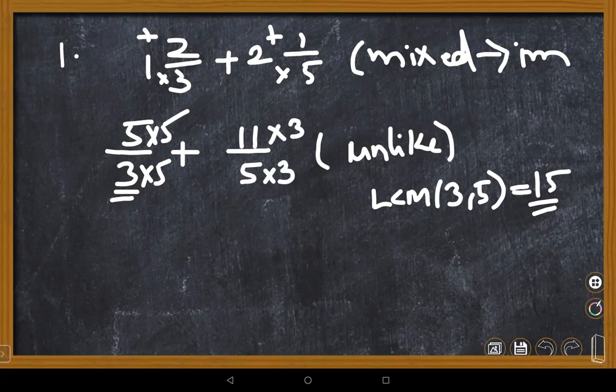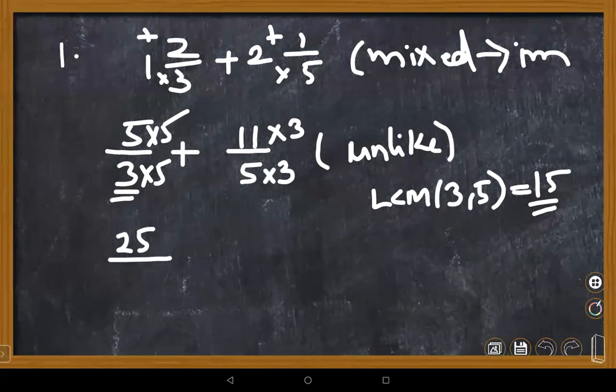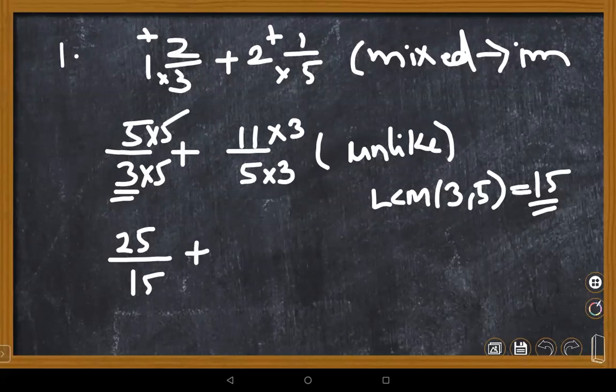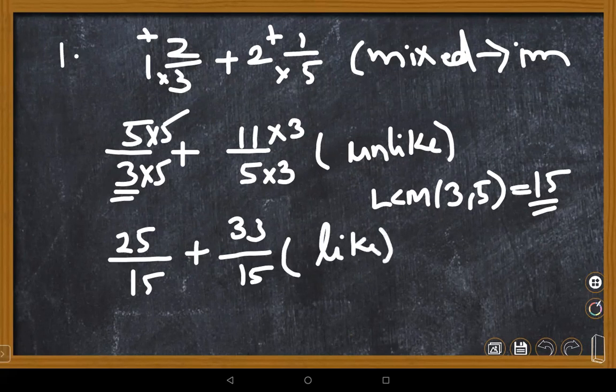Now you have to check. 5 fives are 25, so the first fraction is 25 by 15. 11 threes are 33, and 5 threes are the denominator, 15. Very good. Next, ma'am, 33 by 15. Wonderful. So is it like or unlike? Ma'am, it's like, so we can add. Very good. Now we can do operations on this directly.